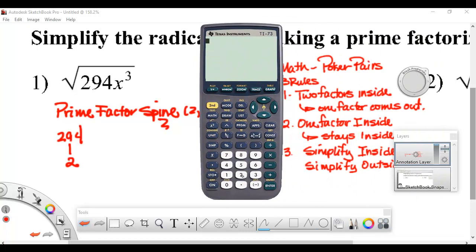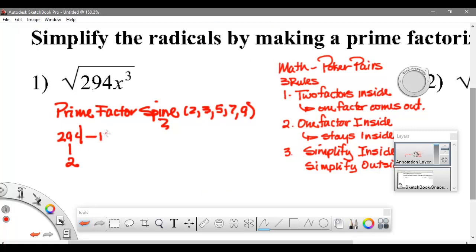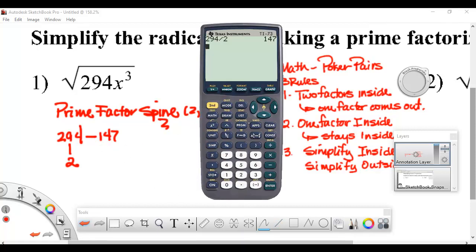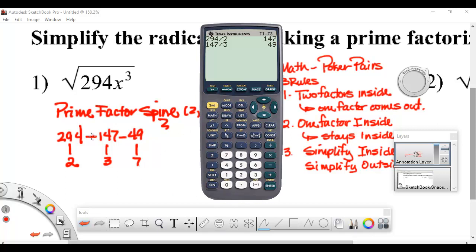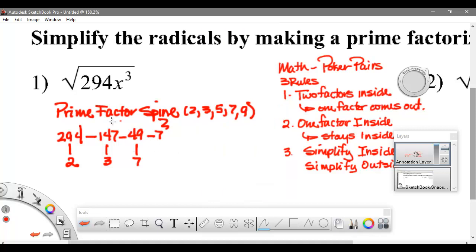So let me get my calculator here set up. 294 divided by 2, and use your calculator to do this. It's 147. Now that's an odd number, so I know it's not going to divide by 2, so I'm going to go ahead and start dividing by 3. And if it doesn't divide by 3, then I would check 5. So 147 divided by 3 gives me 49, so it did work. And I know 5 won't divide it, so I know that's a multiplication table of 7. So I'm going to divide 7 into that. So 49 divided by 7, and I get 7.